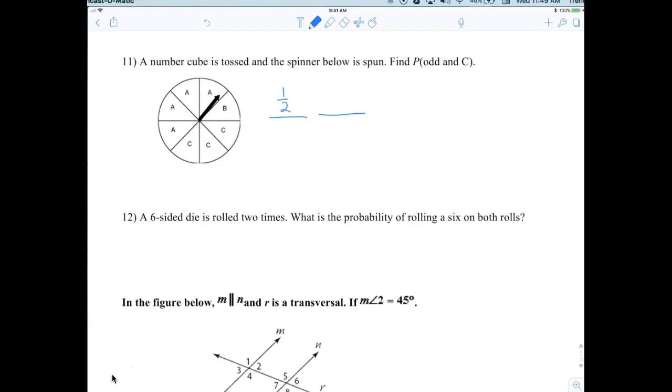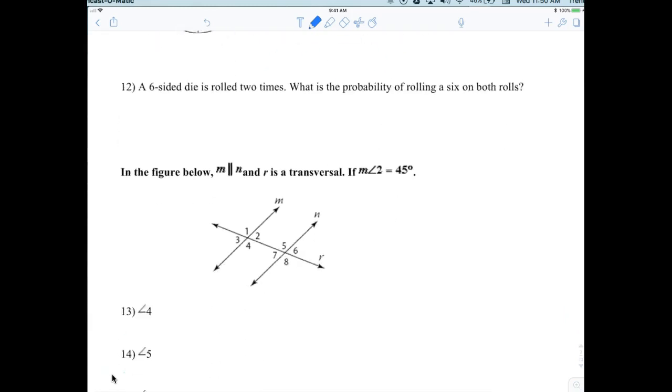Then, what's the probability of getting a C? Is that right? 3 out of 8? So then it would be 1/2 times 3/8, which is 3 out of 16. All right, so that's a pretty good review now of that section. All right, does anybody have any questions with those odds? Nobody? All right, let's continue on now.